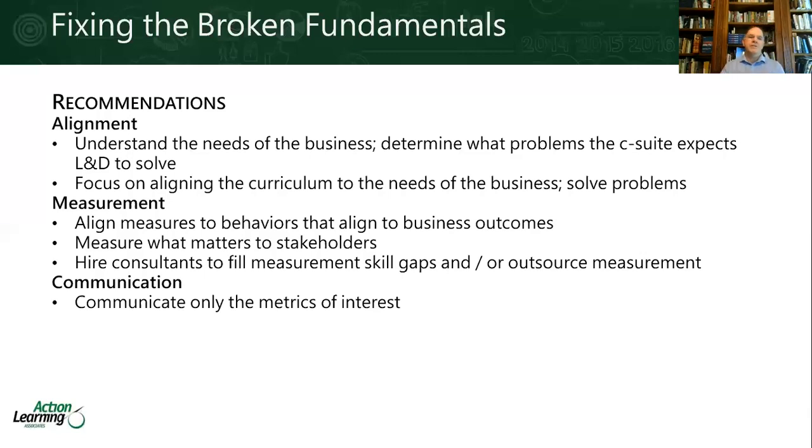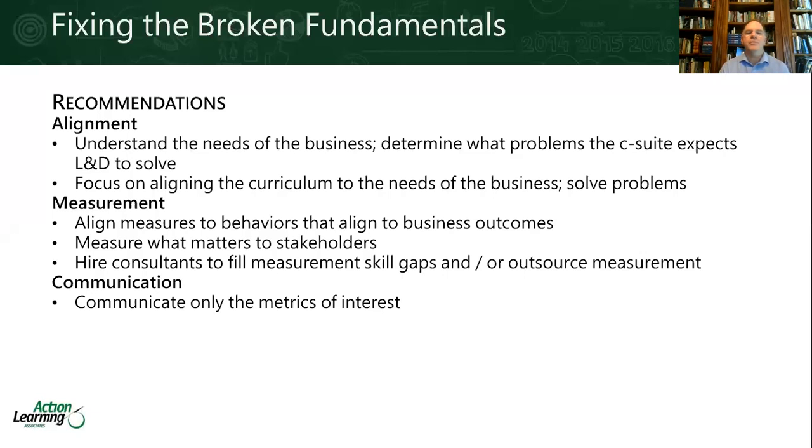Now, here are some basic recommendations. First, alignment. Understand the needs of the business and determine what problems the C-suite needs L&D to solve, and focus on aligning the curriculum to the needs of the business and solve the problems. That's essential. And thankfully, L&D is doing that pretty well to start with. That's one of the first slides we saw, where 61% of respondents and more were doing 7 of the 9 things to ensure alignment. So great there.